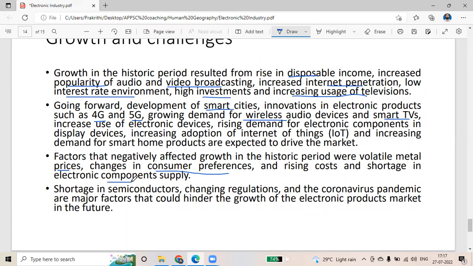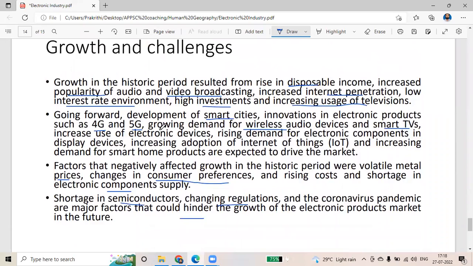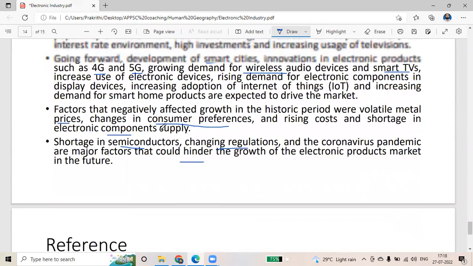And in recent time, there is a shortage in semiconductors, challenging regulations, and the hindrance of the Corona pandemic period. Recently it is semiconductors. Even though we are producing in India, the main problem of India is semiconductors. Semiconductors are required to make small electronic things, chipsets are necessary. So we are depending on imports. So these are some of the challenges being faced in India and the globe recently. So that's it for the electronic industries.